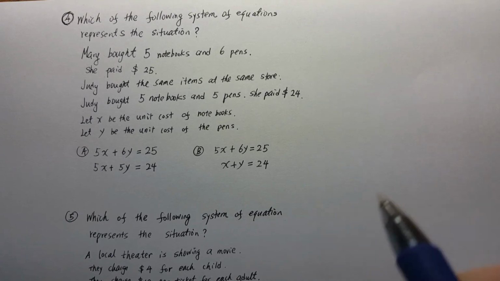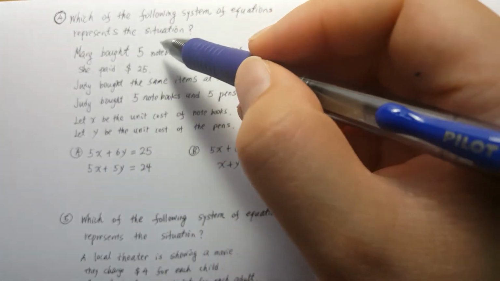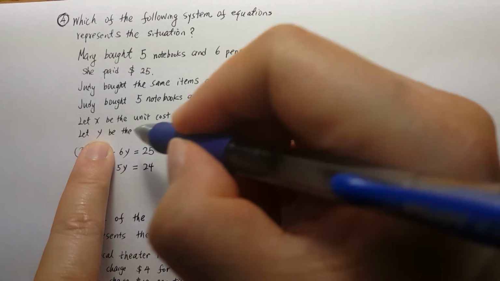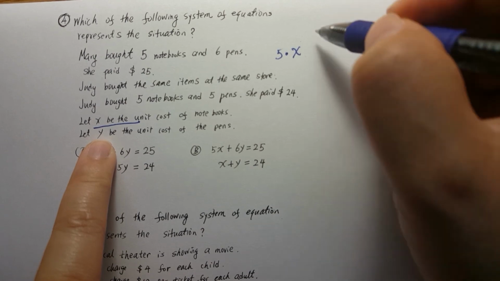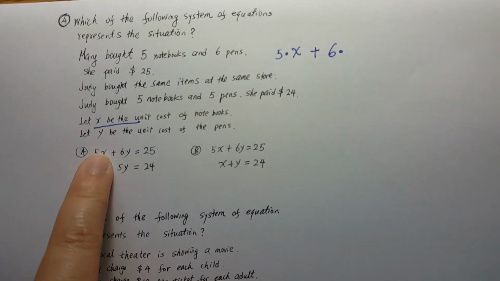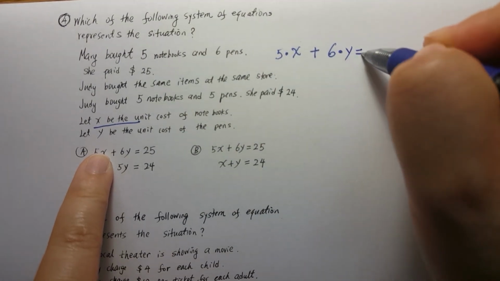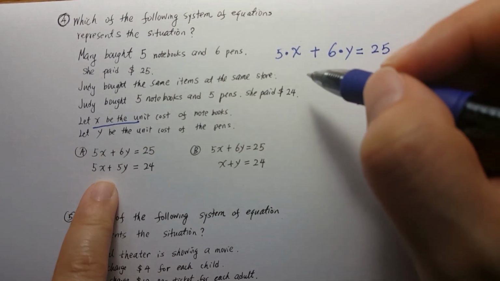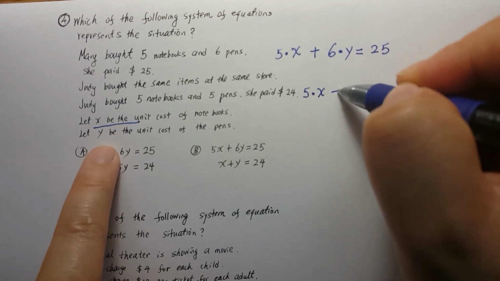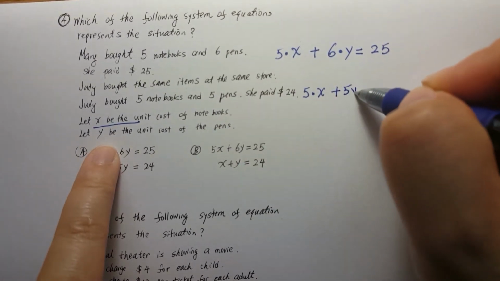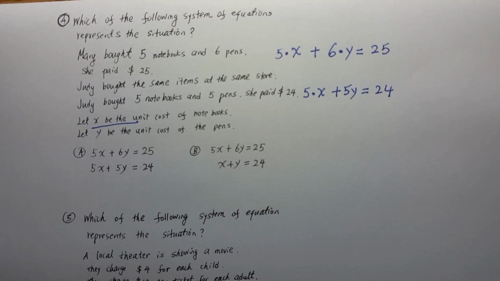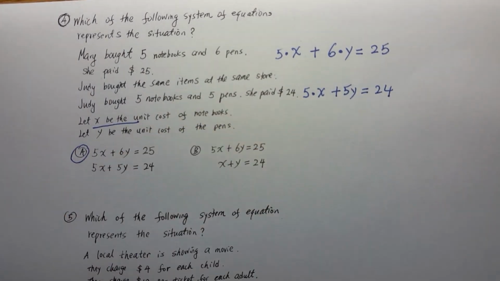Okay, so let's take a look at number 4. For Mary, she bought 5 notebooks. So 5 times X, because X is the unit cost of a notebook. And plus 6 pens, 6 times Y, because Y is the unit cost of the pens. And she paid $25. For Judy, she bought 5 notebooks, so 5 times X, and plus 5 pens, so 5Y equal $24. So now we're going to take a look at the choices. Only choice A matches. So the answer is choice A.